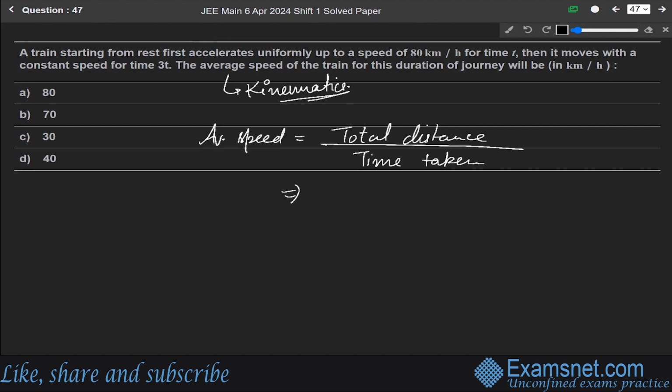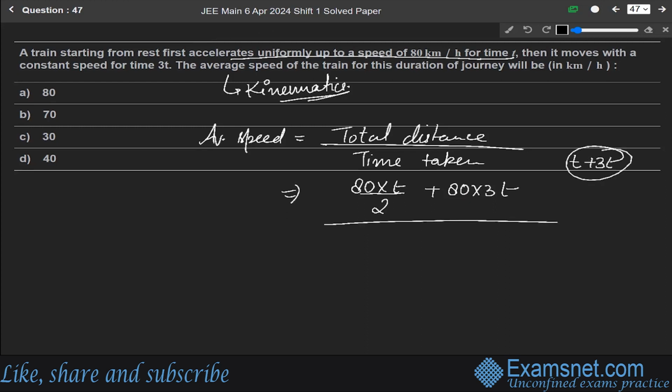So total distance is what? It moves, accelerating uniformly with a speed of 80 kilometer per hour for time t. So its distance will be 80 into t by 2, and then it moves with a constant speed of 80 for time 3t. So it will become 80 into 3t. And over total time, the first time is t and the second time is 3t, means total time is 4t. So just solve it and we'll get our answer.